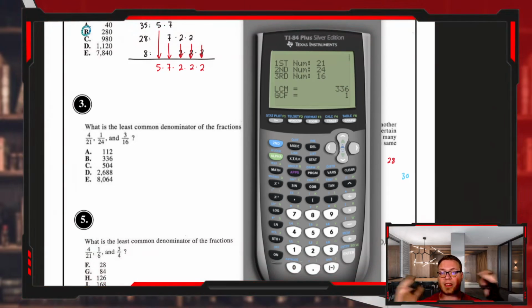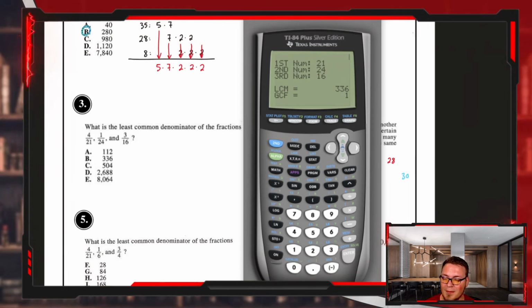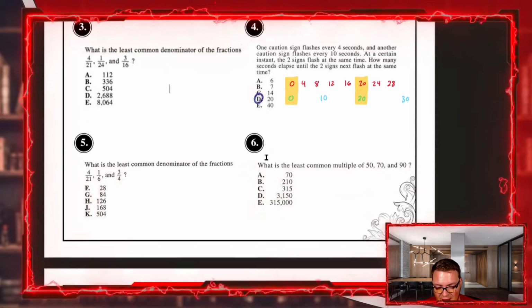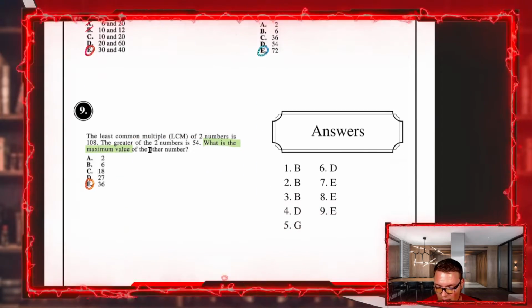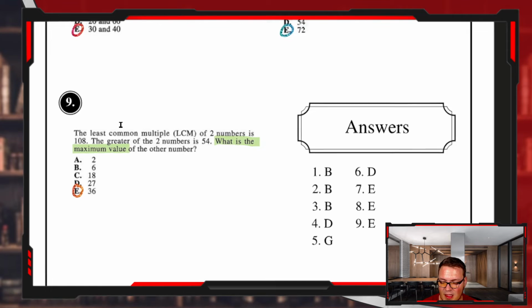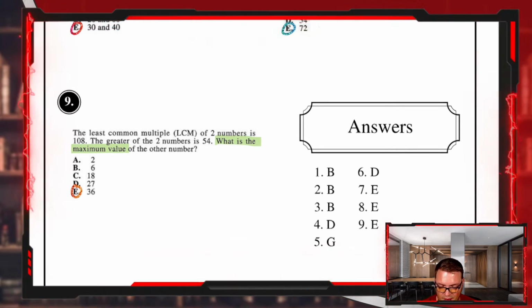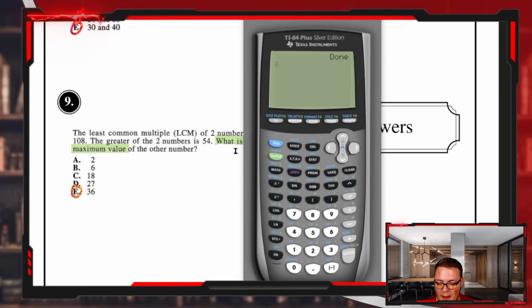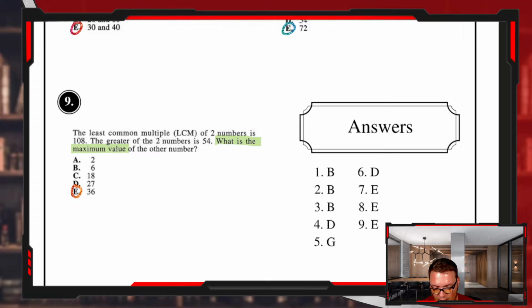If you ever see the words least and common, chances are you're going to use this program. Same with greatest and common. Chances are you'll use this program. Now I do want to show you guys an example of some weird questions that might use this. You might have a question like number 9 here, and it says the least common multiple of 2 numbers is 108. So now we know the LCM, it's already 108. They want to know what's the max value of the other number if one of them is 54.